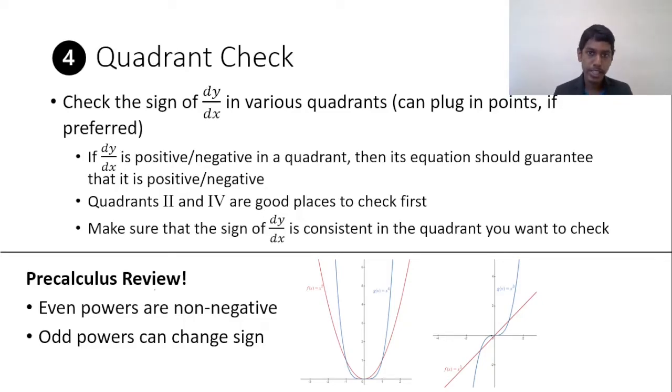One of the most common ways that the sign of dy/dx is forced is with this even and odd powers thing that I've mentioned on the bottom of this slide. Even powers are always non-negative. If you look at the graph of y equals x squared or y equals x to the fourth, it's always going to be at least 0, and most likely bigger than 0. But odd powers like x to the first or x cubed can change sign. It's very important to know this, so that you know whether dy/dx is going to be a certain sign in a certain quadrant.